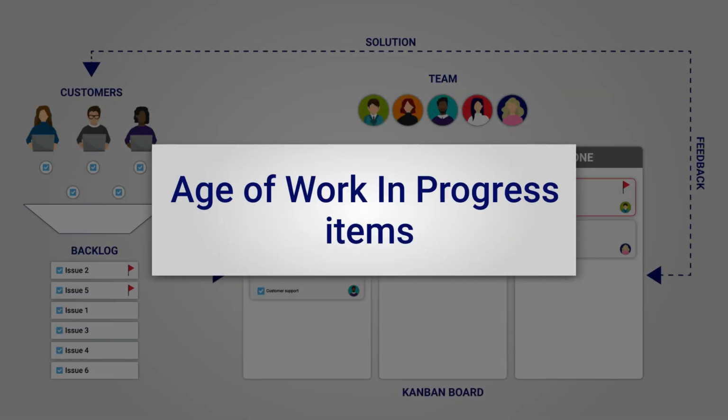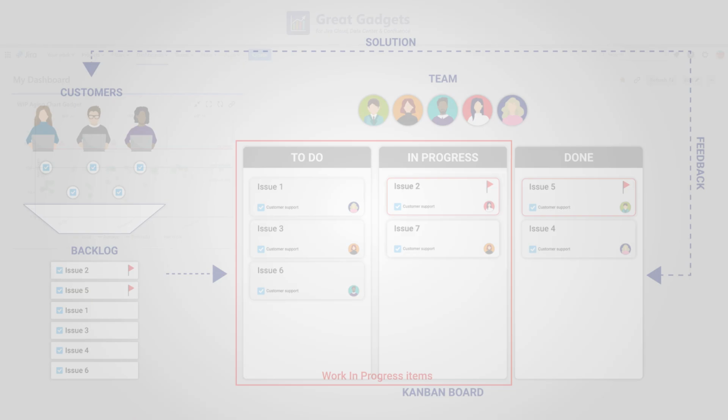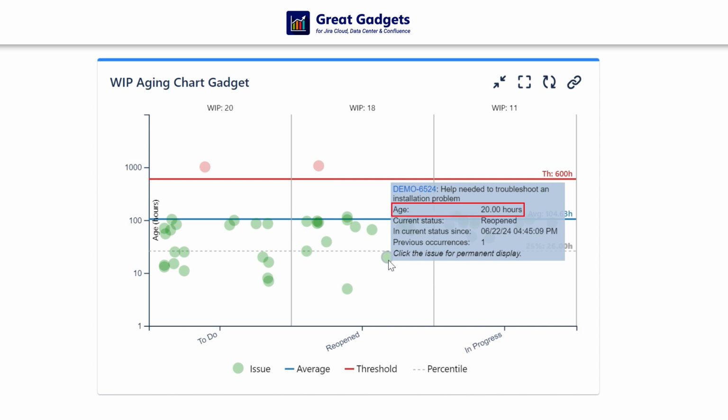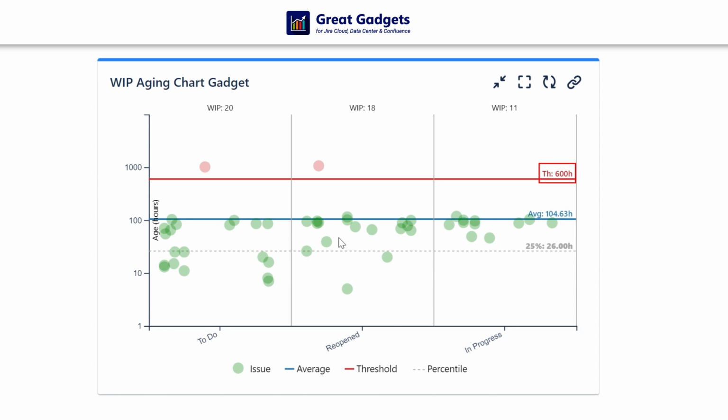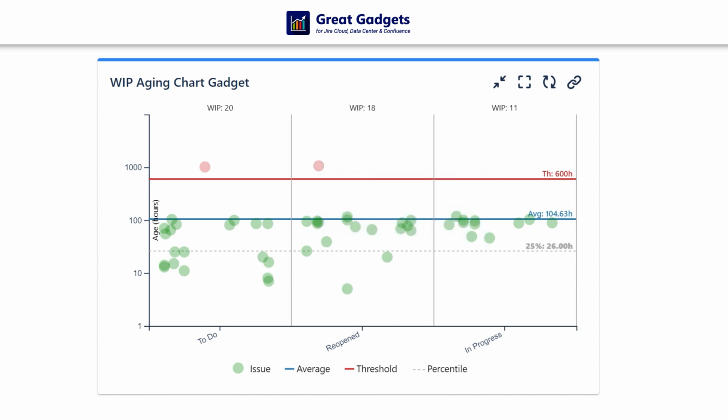Monitoring the age of work in progress items on the Kanban board is important to identify delayed issues and take corrective action before it's too late. The WIP Aging Chart gadget offered by Great Gadgets displays the work in progress issues by their age, in the form of a scatterplot chart, grouped by their current status or board column. Monitoring WIP aging helps teams determine for how long an issue stays in its current workflow status, or how much time is left since it was created. By setting a threshold, you can easily determine those issues that stay too long in their state, so you can take corrective actions.